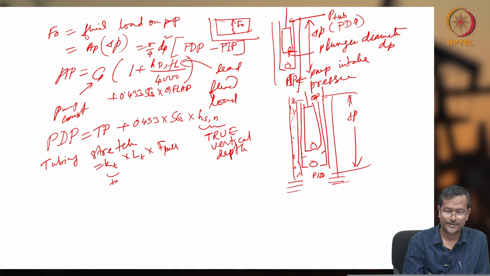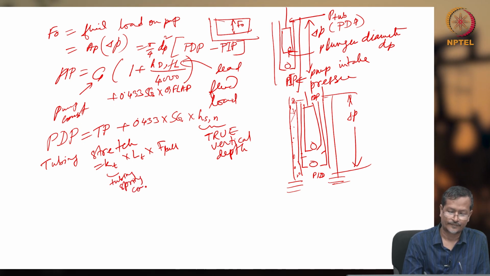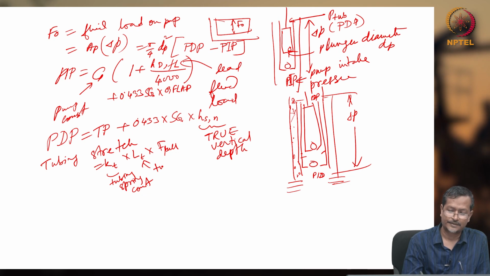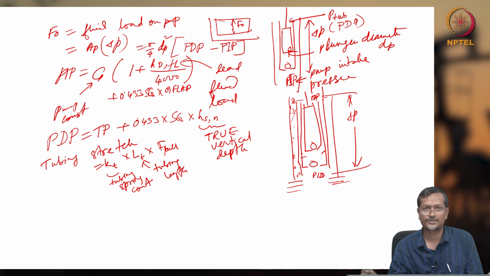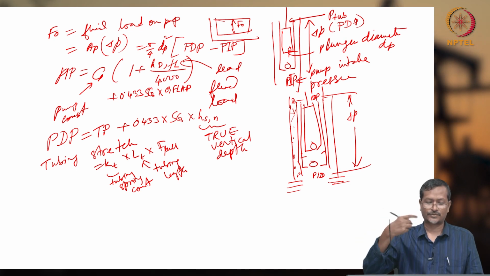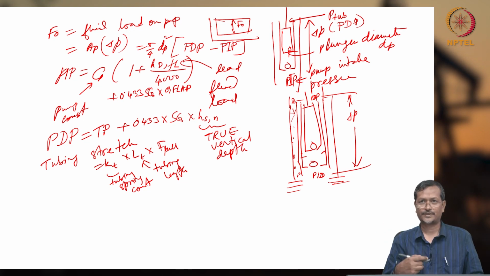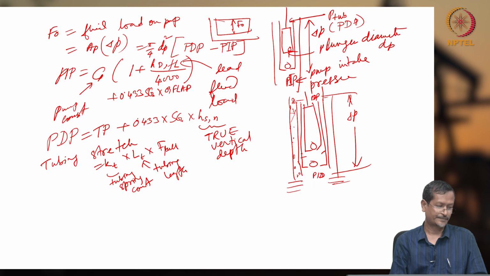Tubing spring constant, tubing length, and F pull, which is how much force you are applying. So that gives the total tubing stretch, how much elongation is happening because of the tubing pulling load or force.